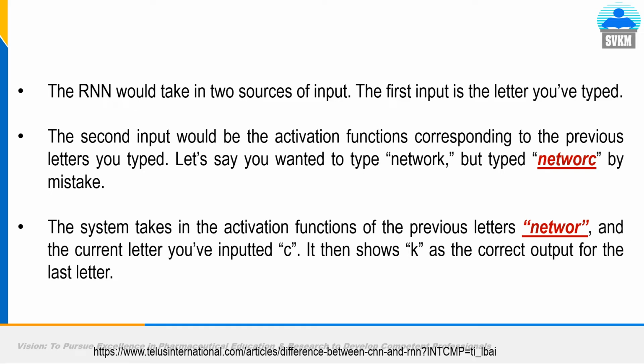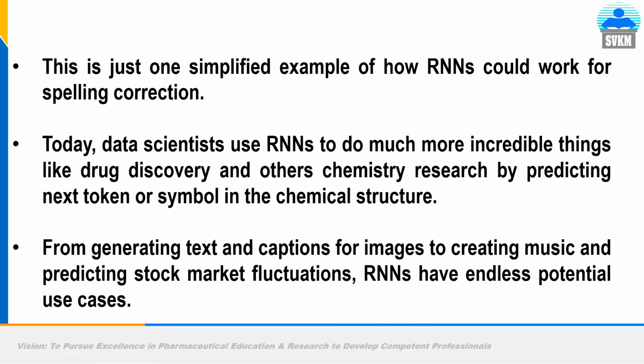Let's say you wanted to type network, but by mistake you typed network with C instead of K. The system takes in the activation functions of the previous letters, N-E-T-W-O-R, and on this particular input and the current letter you have entered, C, it then shows K as the correct output for the last letter. This is just one simplified example of how an RNN could work for spelling correction.